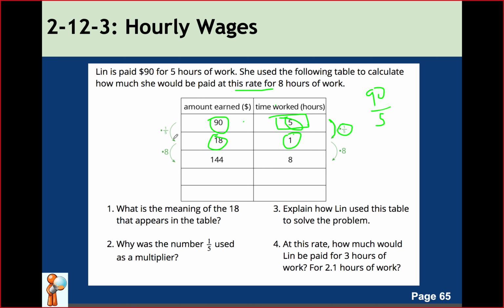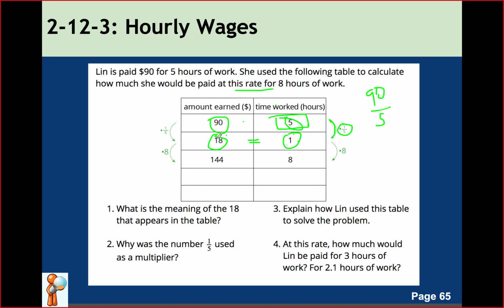So 90 times 1/5, or 90 divided by 5. 90 divided by 5 is 18. 5 divided by 5 is 1. So that's how we find our rate. So 1 hour of work, you get $18.